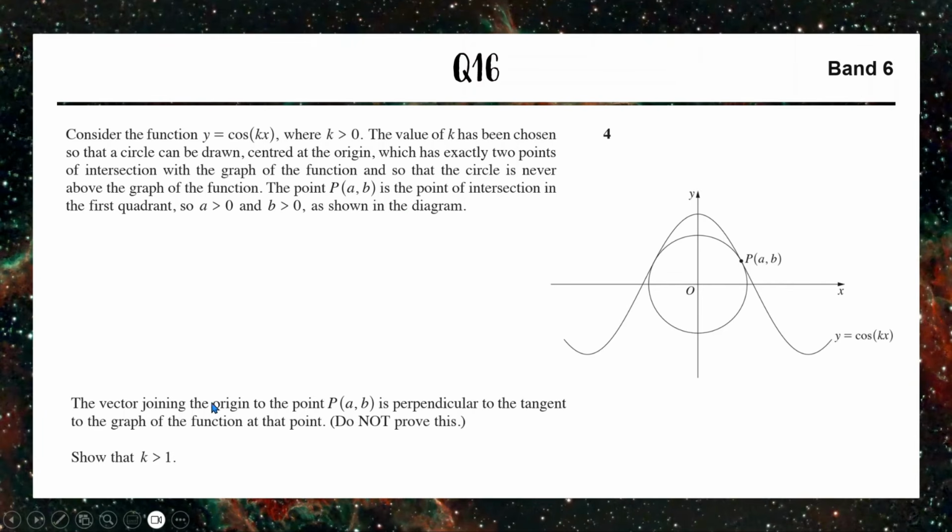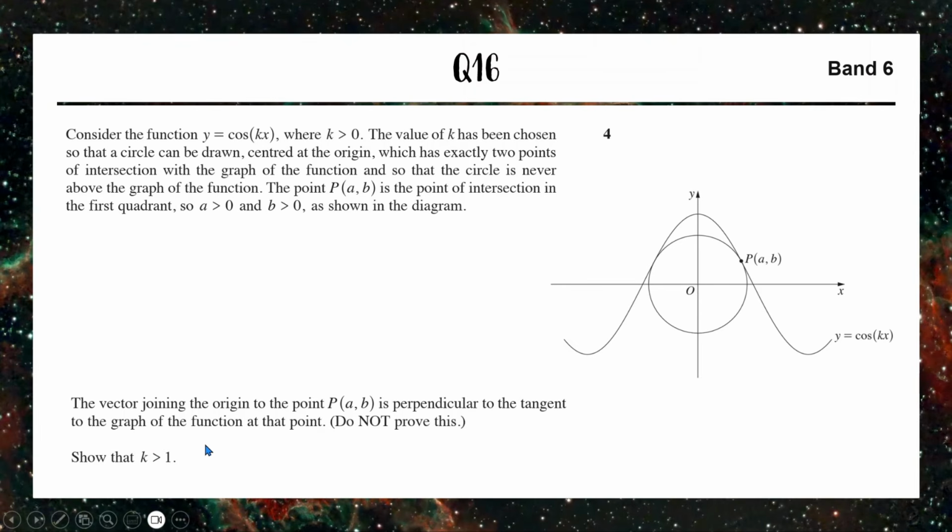Now, the vector joining the origin to the point AB, so if we had a line from here to here, that line would be perpendicular to the tangent of the graph of the function at that point. Do not prove this. Don't you dare prove it, or you'll be greatly upsetting your marker and they might just burn your paper. Show that k is greater than 1.